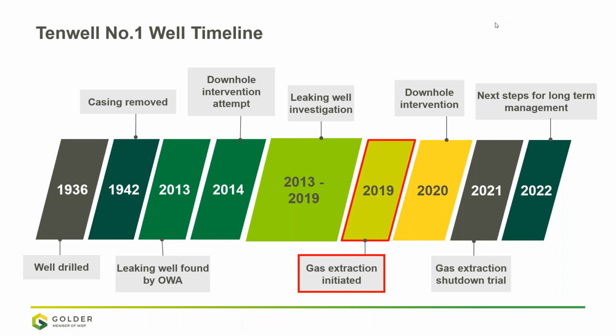All right, so Matt took us through the investigation of the leaking well, where it was discovered that methane was present in soil gas around the wellhead and in closer proximity to the houses. We were under pretty strict instructions to get this resolved pretty quickly, so we implemented a gas extraction system in 2019. We'll go to the next slide here.